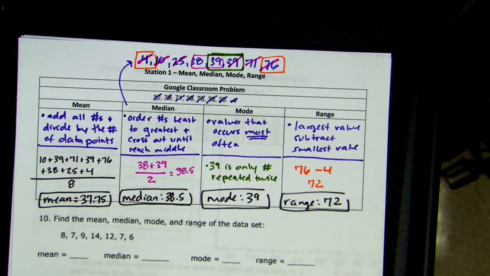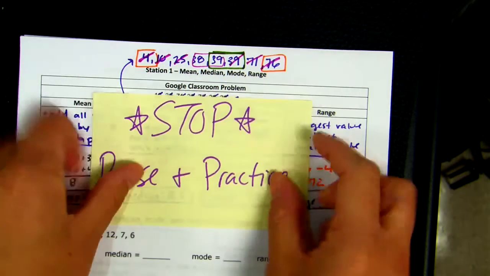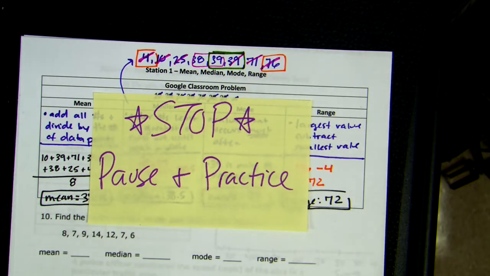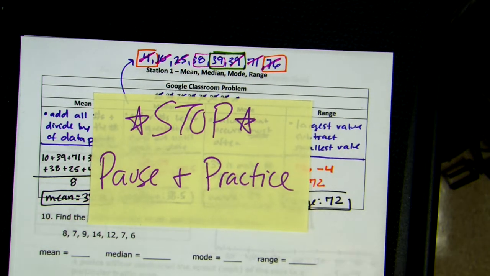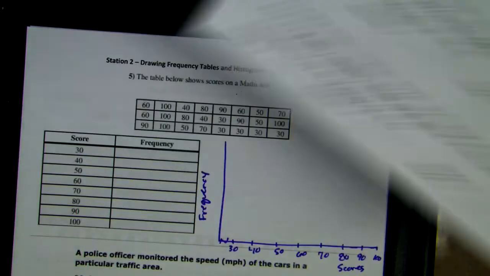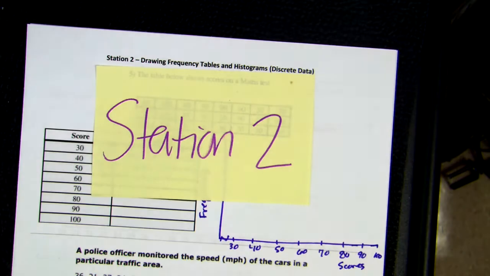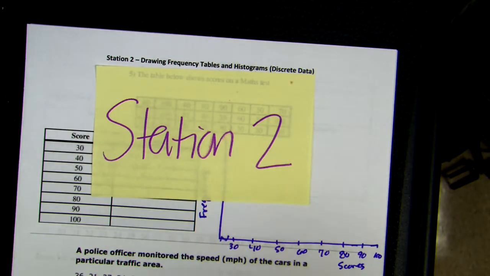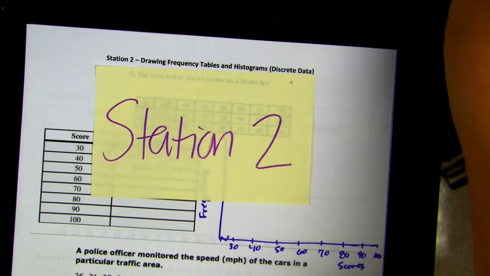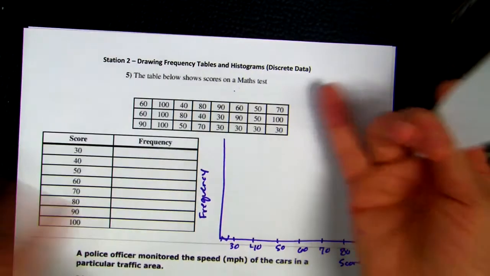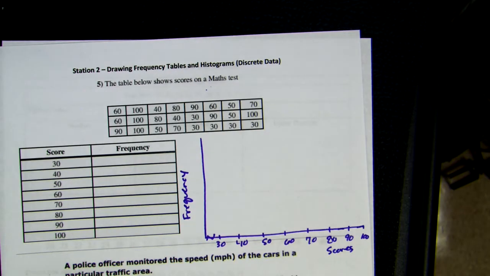Okay, that is part 1 of station 1. So we're going to stop and pause here. Stop and pause your video, and move on to the practice problems beneath. Once you are finished with your practice problems, we are now on station 2. So we're going to go through this top part of station 2 together, and then you will pause and practice.